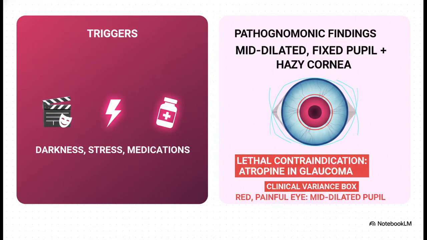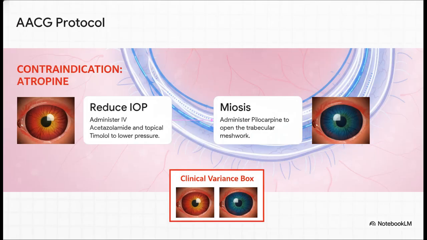So what triggers this? AACG is precipitated strictly by pupillary dilation. Picture a patient walking into a dark movie theater, maybe experiencing high stress, or taking anticholinergic or sympathomimetic drugs. You look at their eye and you see the absolute pathognomonic finding, a strictly mid-dilated, non-reactive pupil, usually accompanied by a completely steamy or hazy cornea. This pupillary dynamic is your definitive anchor. Do not forget it. Because we're dealing with a physical, anatomical problem, your management mandates a very discreet two-step protocol.